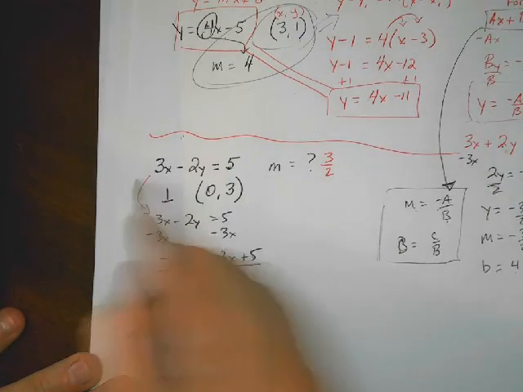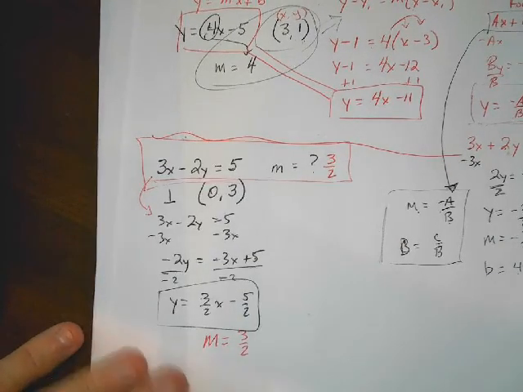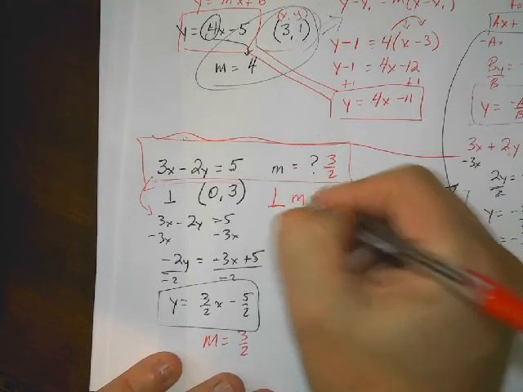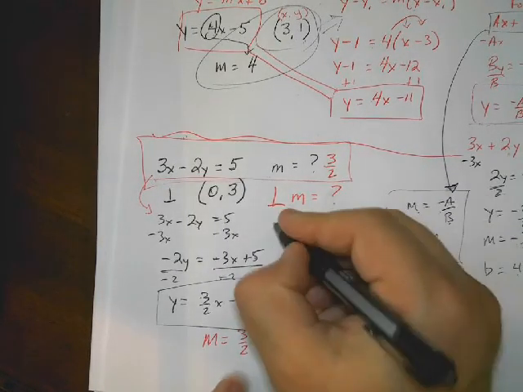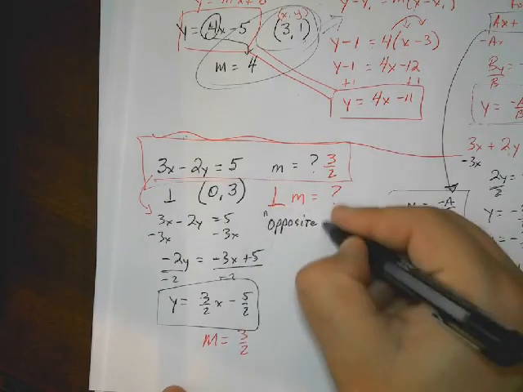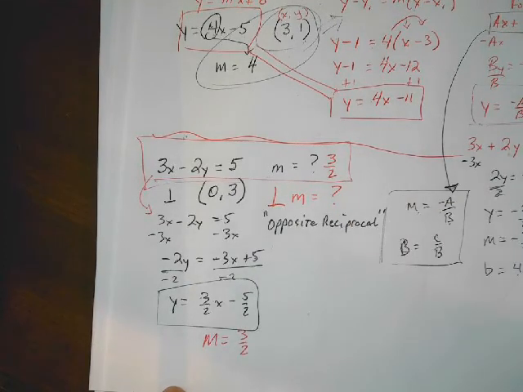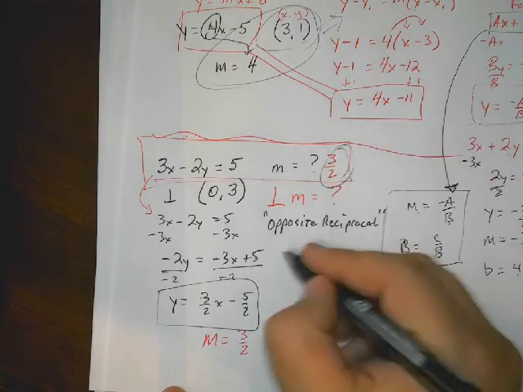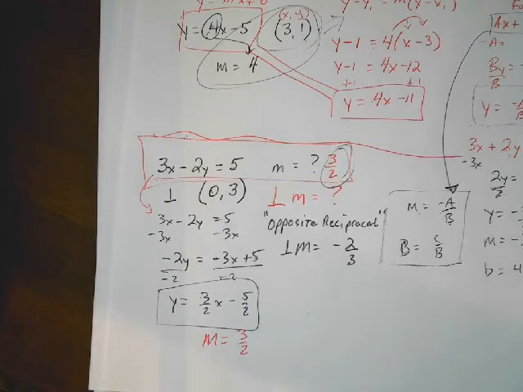So if that's the slope of the given line, what's the perpendicular slope? You remember how to do that? I hope you do, because you're going to need to know it for tomorrow. Remember, it is the opposite reciprocal. So if the slope is 3 halves, that means the perpendicular slope is negative 2/3.